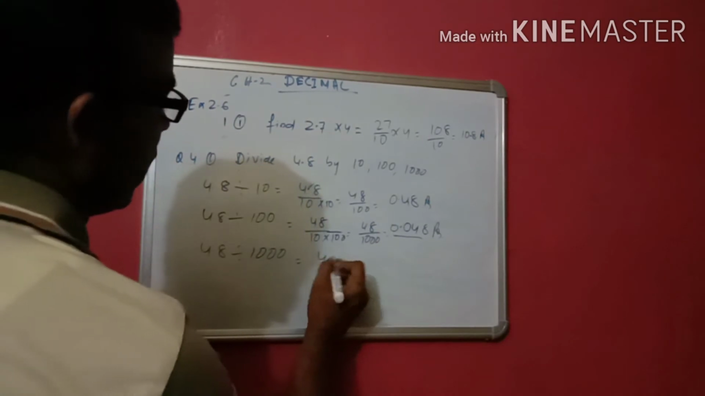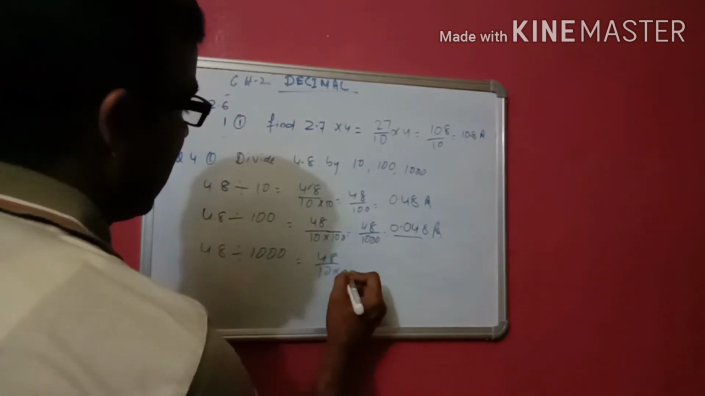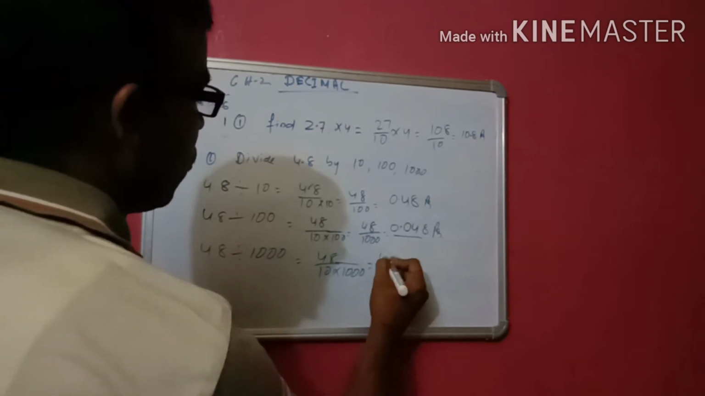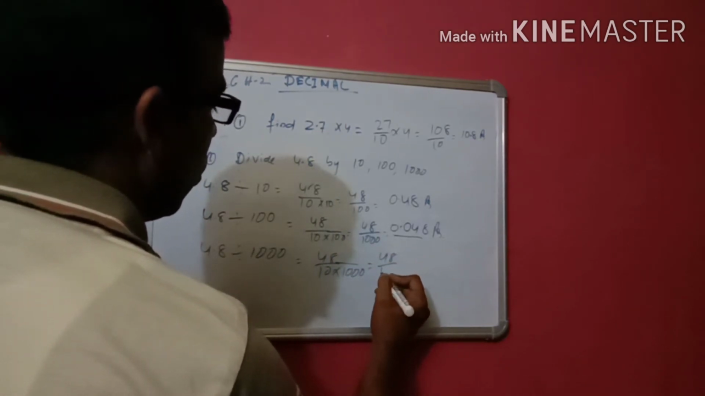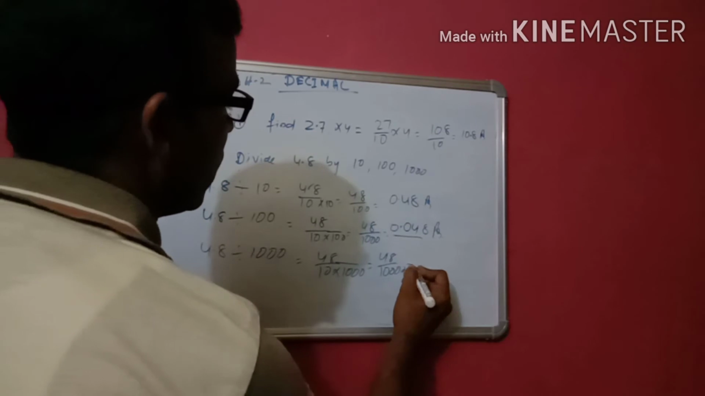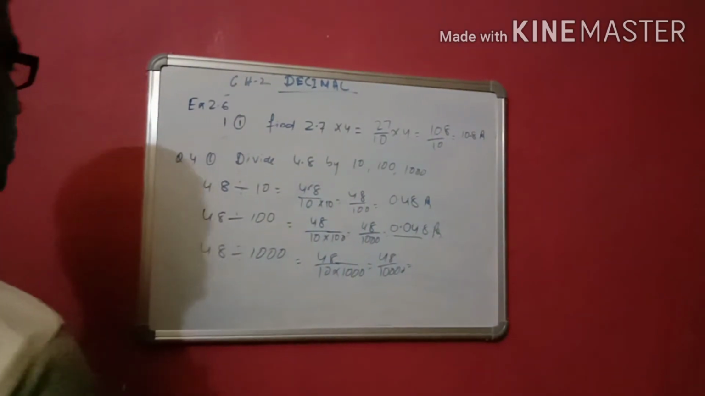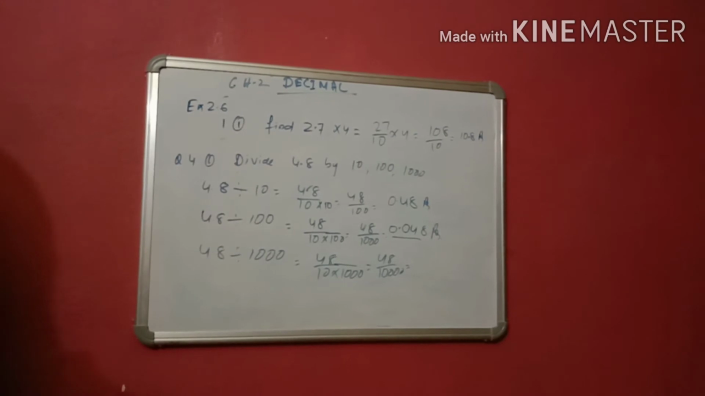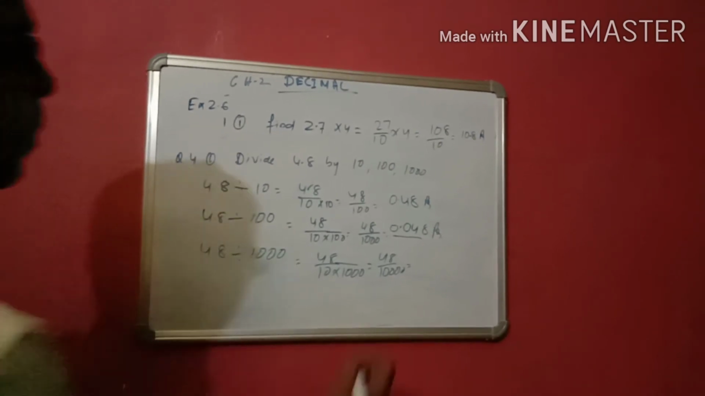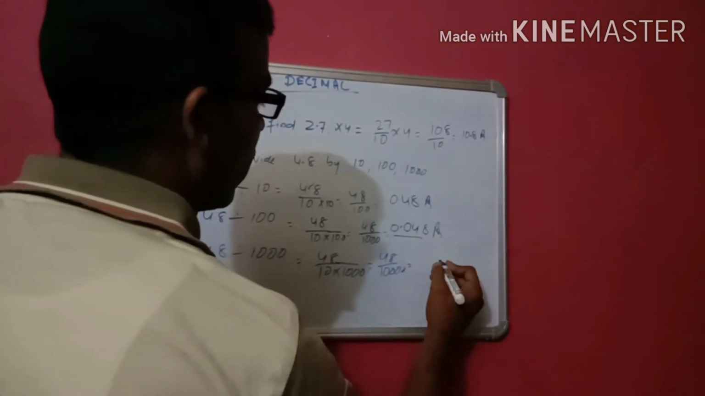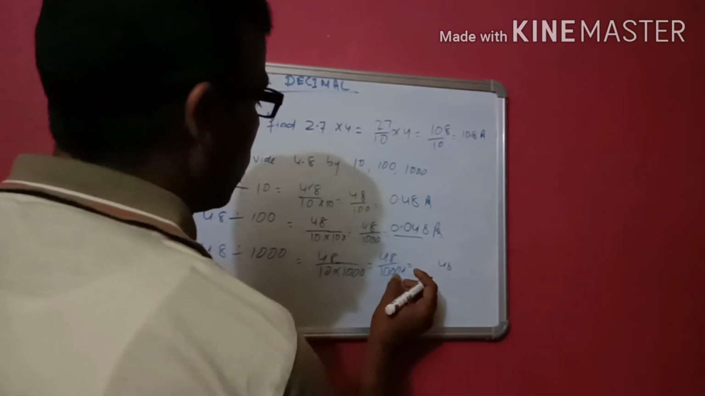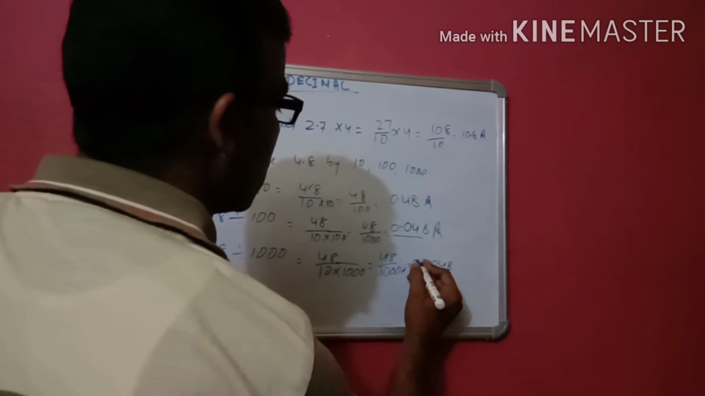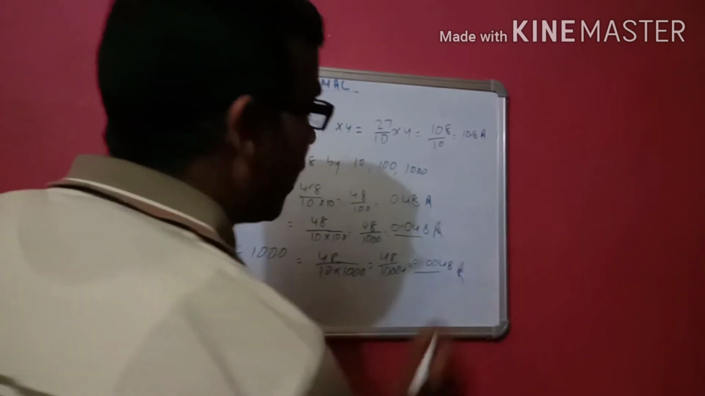Now 4.8 divided by 1000. Same only. 48 by 10 divided by 1000, so 48 by 10000. 48 is there. How many zeros are there? 1, 2, 3, 4. Here 2 digits already there, so we put 2 more zeros. Therefore, this is your required answer. Write down.